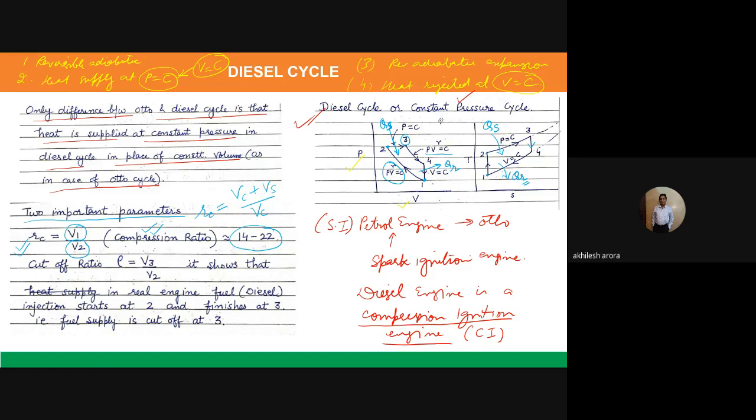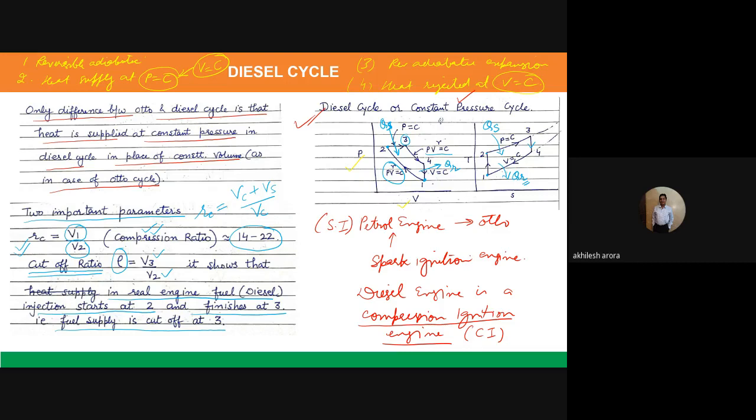The next is the cutoff ratio. Now, this is another extra ratio which was not there in case of an Otto cycle. It is represented as rho, and it is the ratio of the volume V3 by V2. Now, what does it actually mean? It means that in a real engine, fuel or diesel injection starts at point number 2 and finishes at point number 3. That is, the fuel supply is cut off at point number 3.